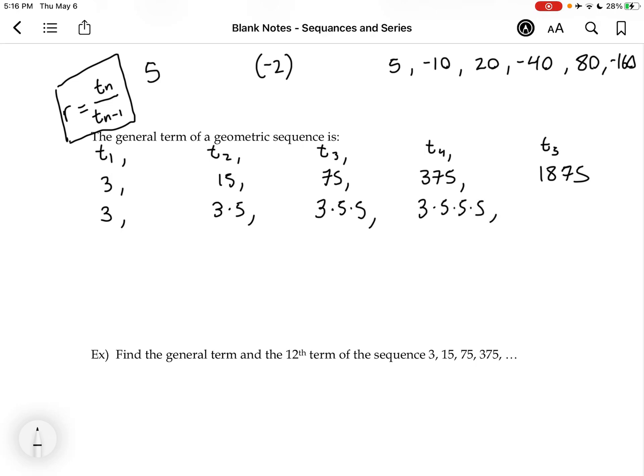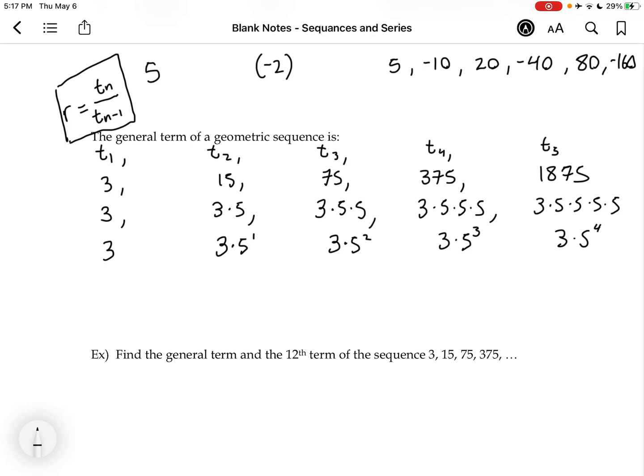And then similarly for the fifth term, we take the fourth term and multiply that by 5. So this one is 3 times 5 times 5 times 5 times 5. Okay, and what I can do now is group the 5s by writing them in exponential form. So this one is just 3. This is 3 times 5 to the 1. This is 3 times 5 squared. This is 3 times 5 cubed. And this is 3 times 5 to the 4.